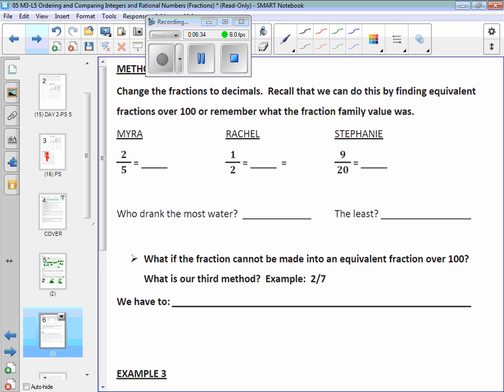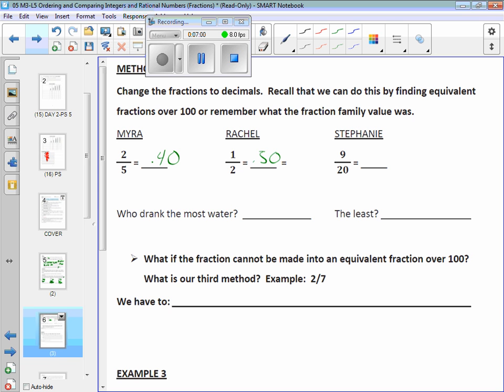2/5 is what decimal? Kelly, you got it, 0.4. And I'm actually going to carry it out to 0.40. We're going to need it. 1/2? Tom. Which I'm going to carry out to the hundredths as well and make it 0.50. Now, 9/20 is not a fraction family.